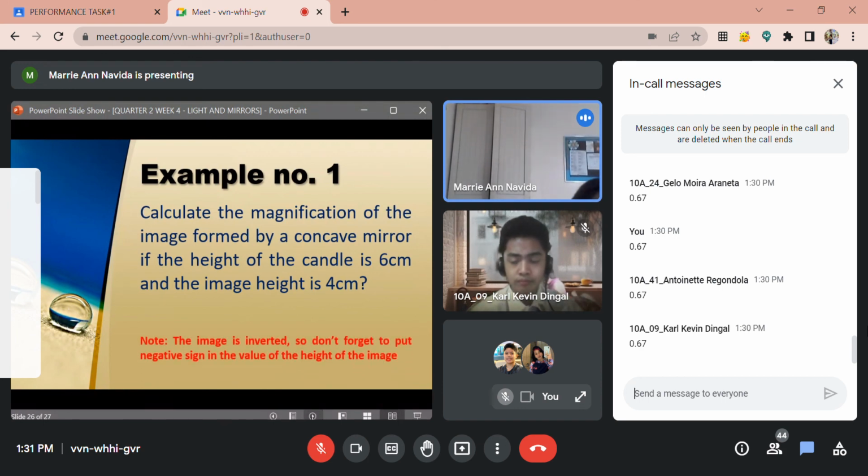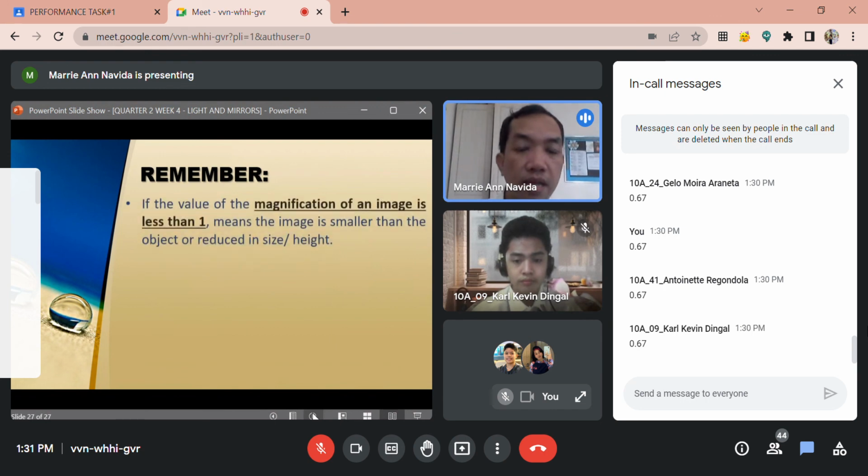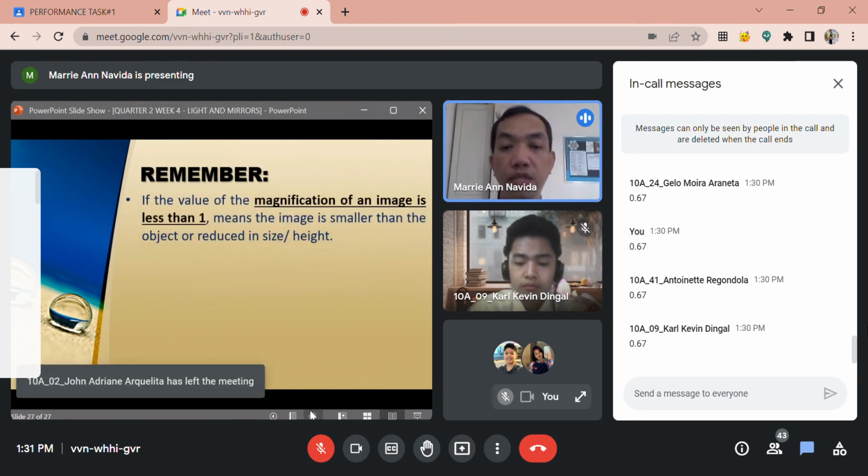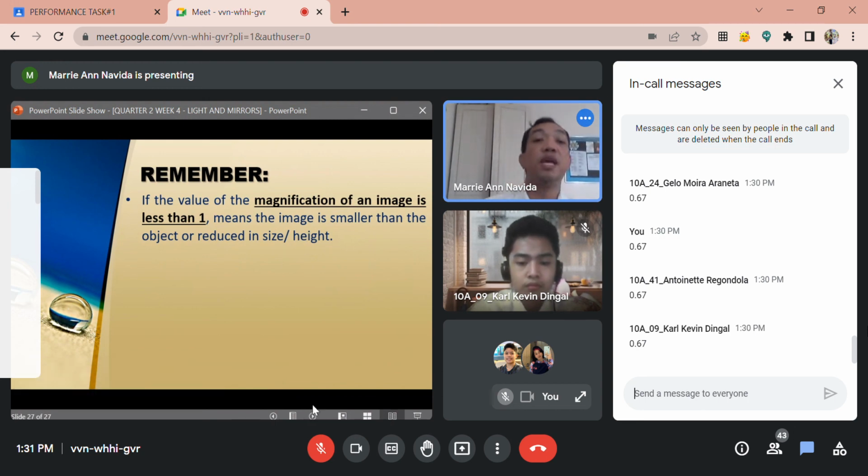Okay, so look at this one. The image is inverted, so don't forget to put the negative sign in the value of the height of the image. Okay, so remember this one. If the value of the magnification of an image is less than 1, it means that the image is smaller than the object or reduced in size or height.